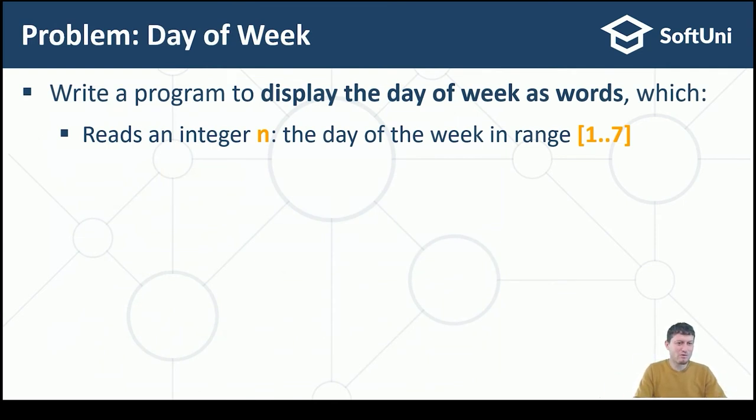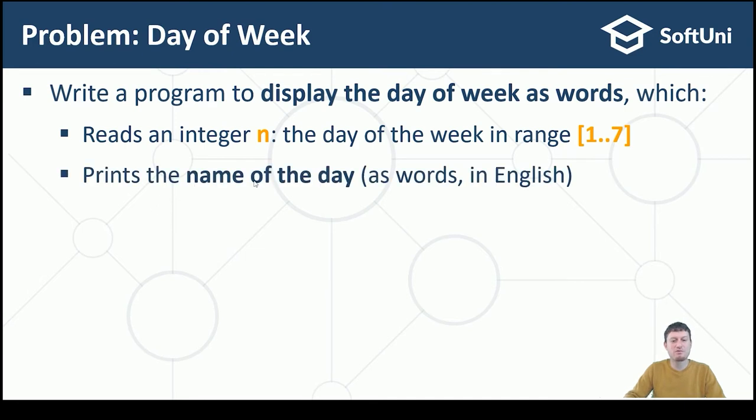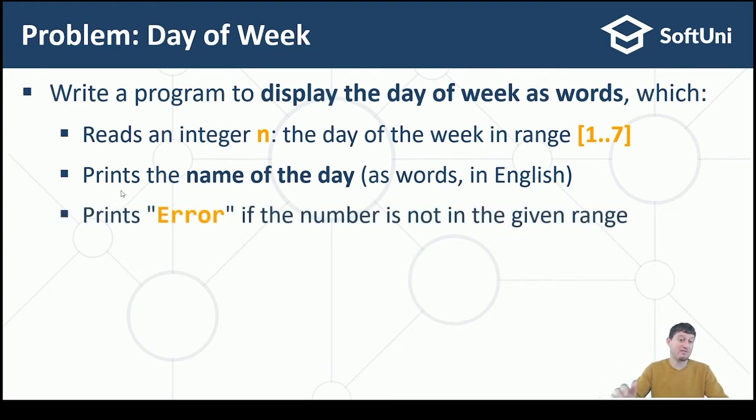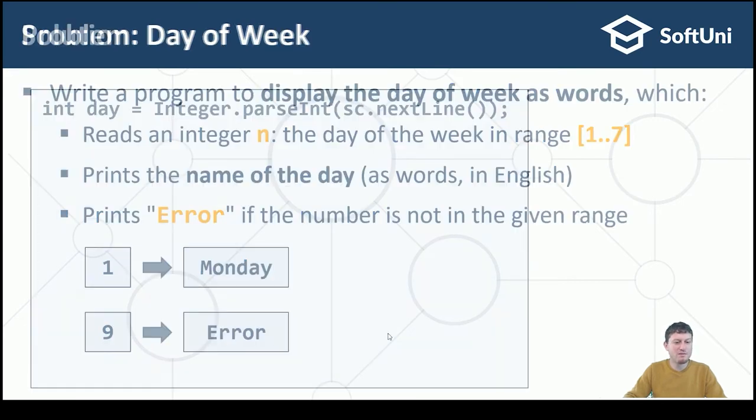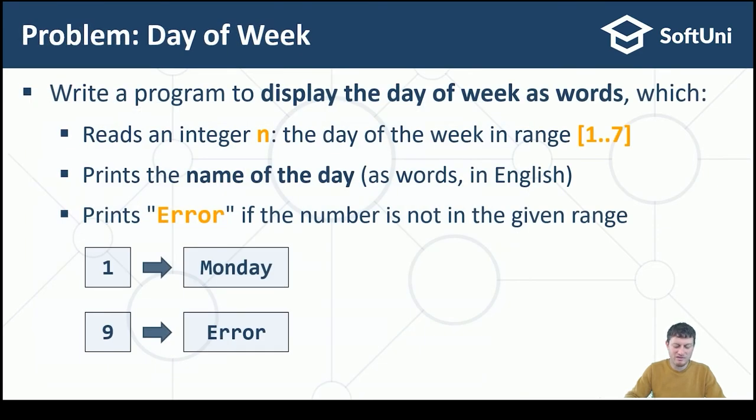Okay. Let's go with the next problem, which is called day of week. It's about writing a program to display the day of week as words. So if we are given 2, it should be Tuesday. If we are given 3, it should be Wednesday. So it should read an integer n, which is the day of week in the range from 1 to 7, and prints the name of the days as words in English. It's assumed that the first day in the week is Monday, which is not everywhere in the world, but we assume this like it is in Europe. So prints error if the number is not in the given range. This is an example. 1 means Monday, 9 means error, and 7 means Sunday.